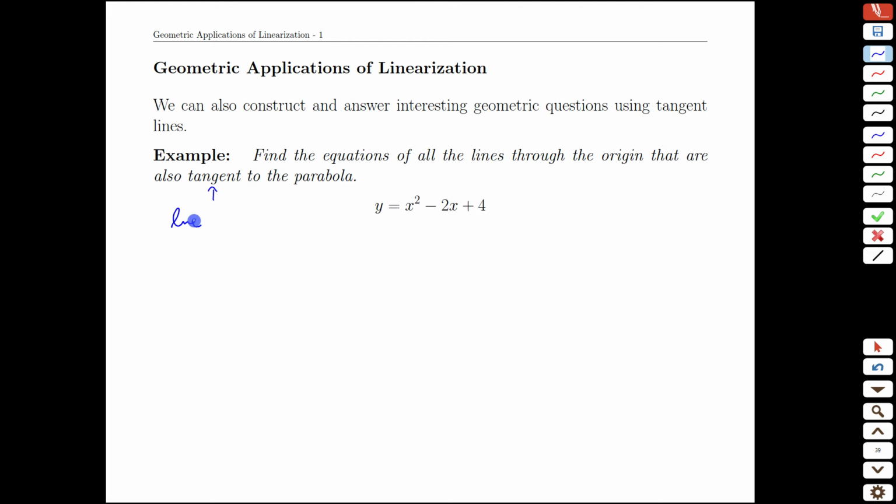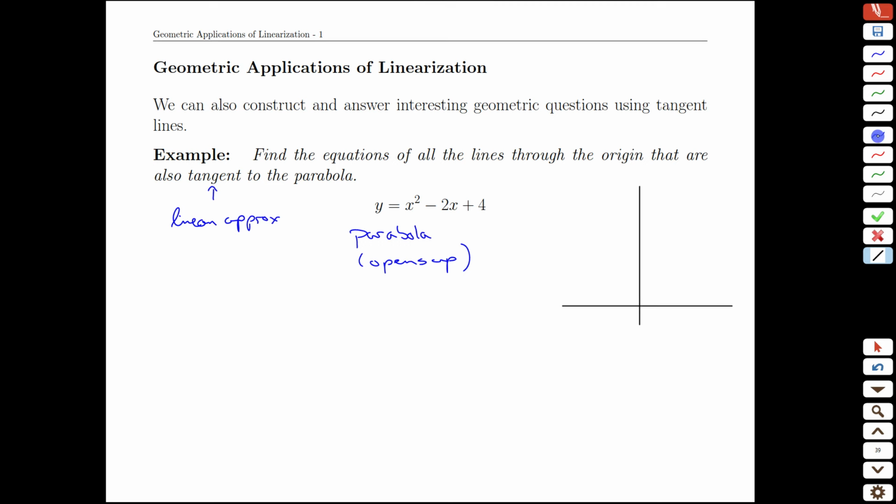That's the same, or will have the same formula as the linear approximations that we've seen previously. In this kind of problem, having a sketch, especially one that we can label with some details, can really help. So here's a rough sketch of a parabola that opens upwards. It's been shifted away from the origin. And what we're interested in are the points where the lines through the origin are also tangent to the parabola.